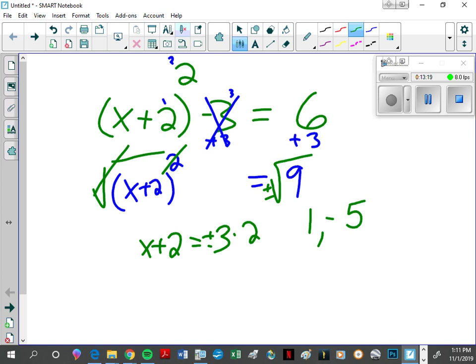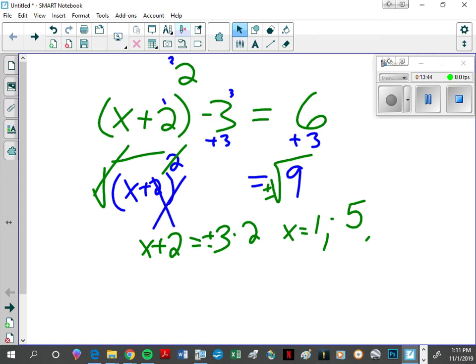Now, don't write your answers like this. What's wrong with that? That's an x comma y. These are both x's. So we put that over in the right spot, and we write x is equal to 1 and negative 5 at the same time. Now, could you do this one in your head?